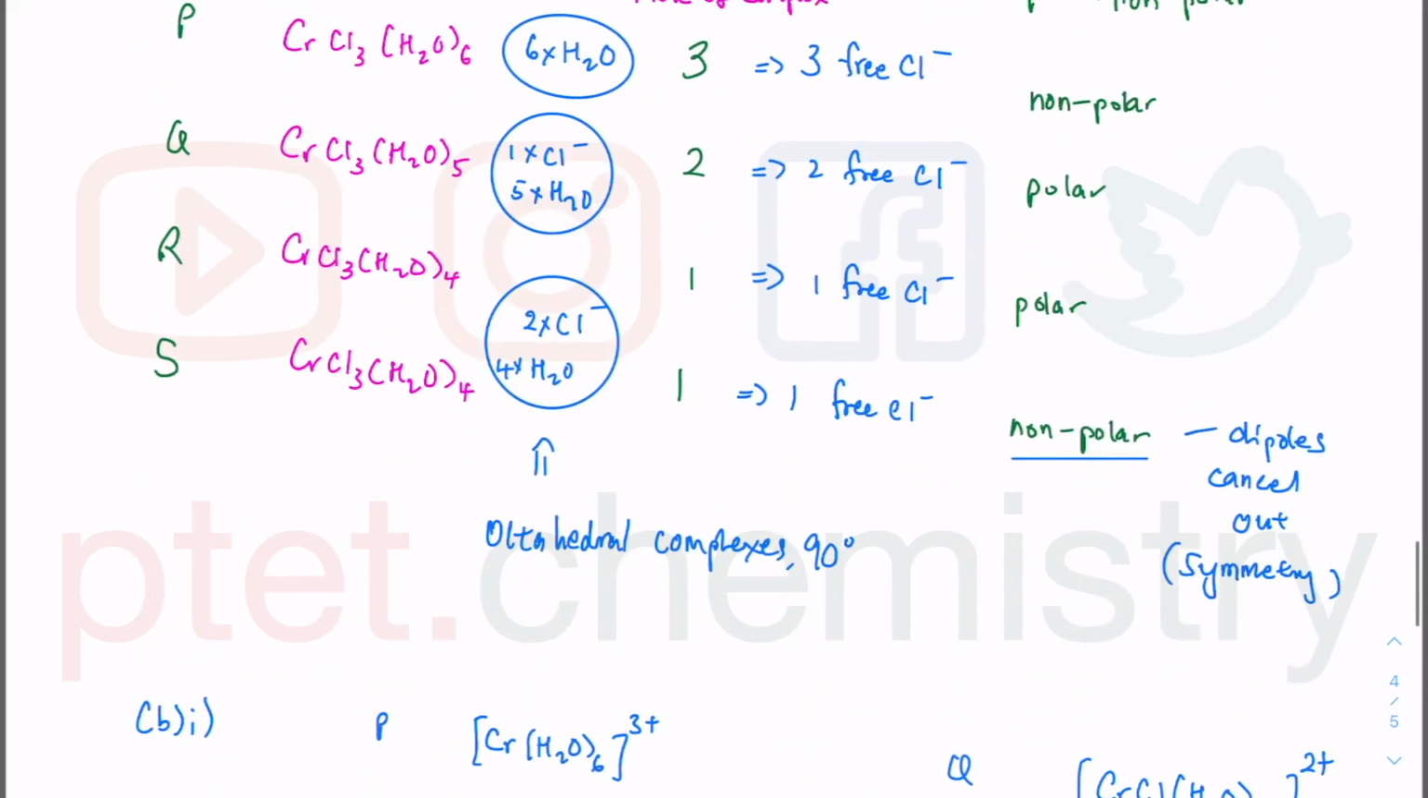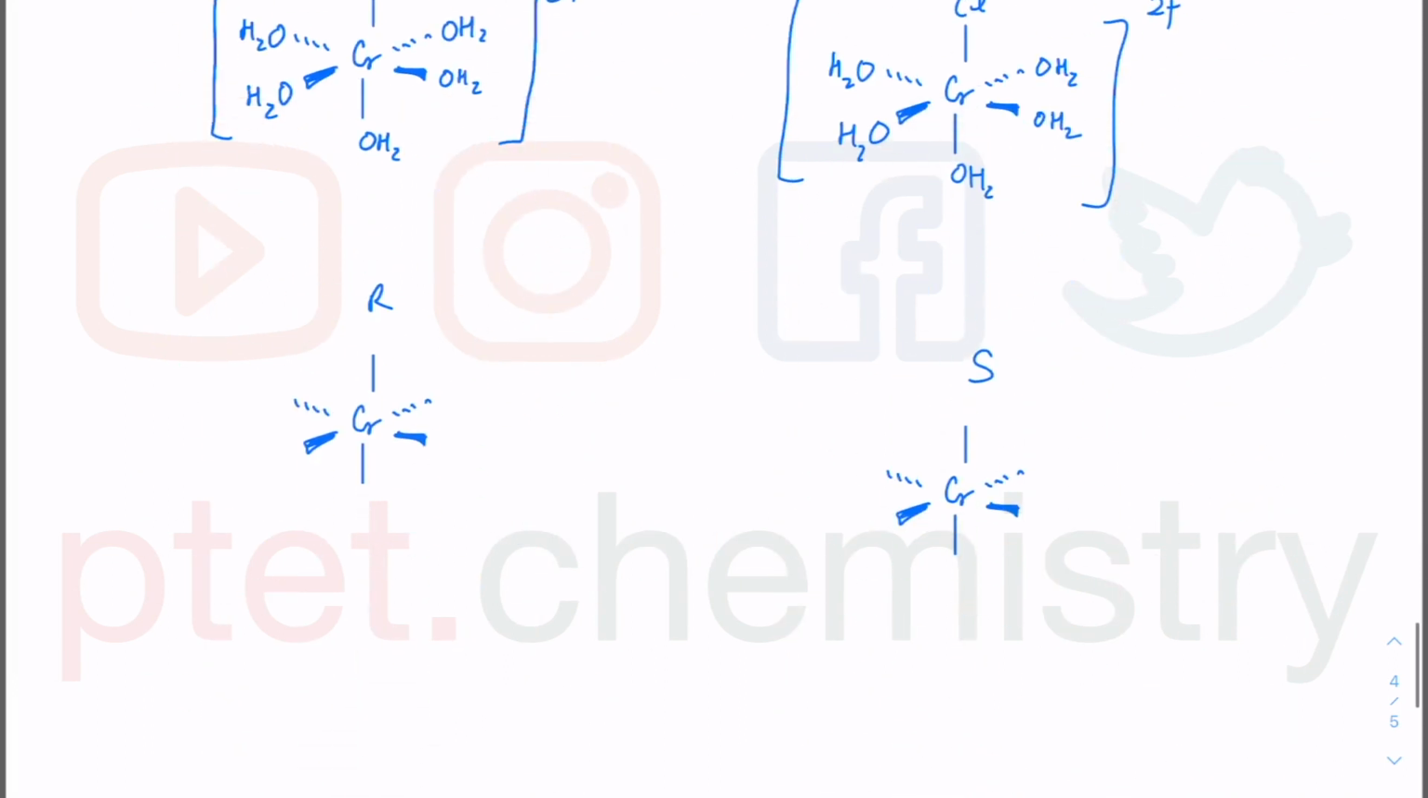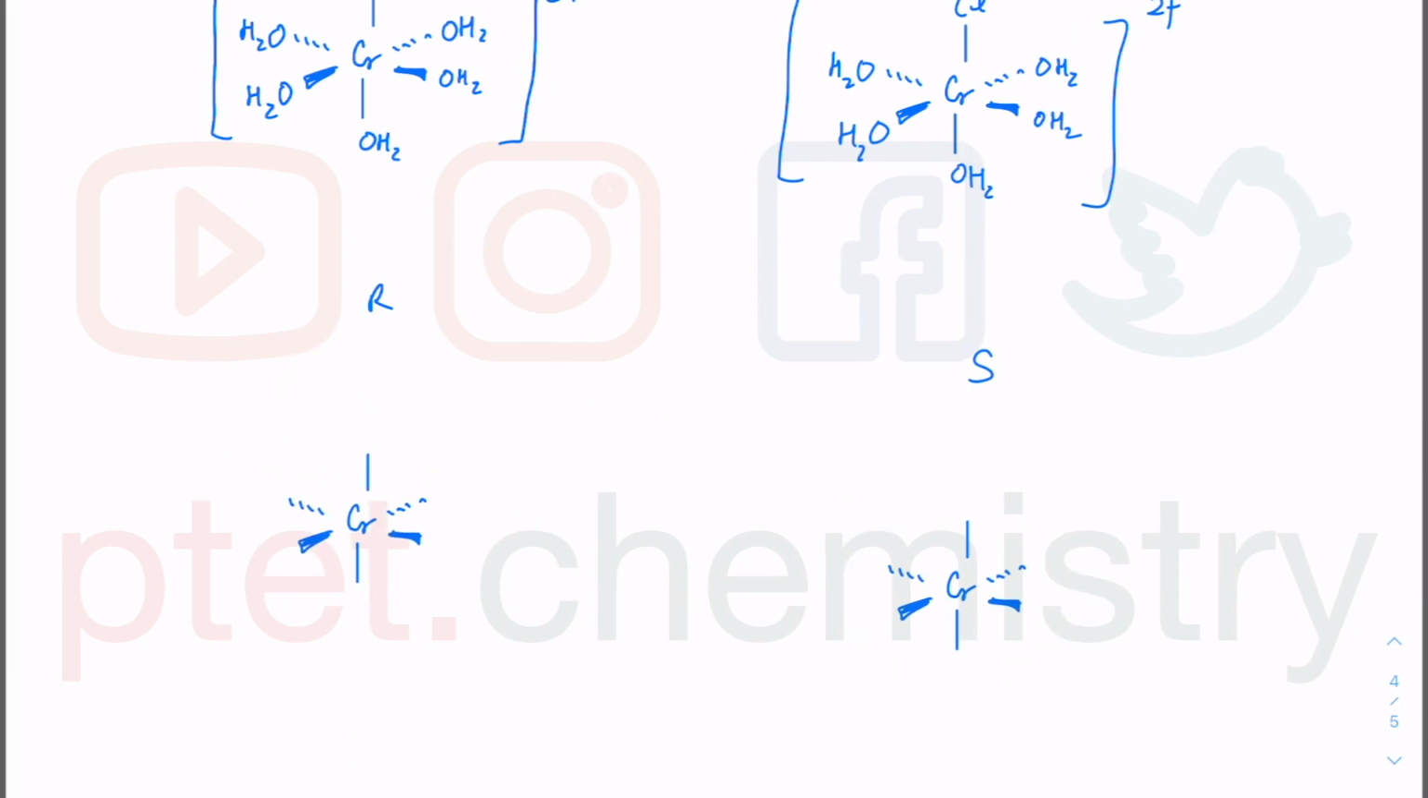But R and S, similar concept, 1 free chloride means 2 of the chlorides are coordinating on the chromium. And I have 4 water, but one of them is polar and one of them is non-polar. I said earlier the dipoles cancel out for S because the chlorides are 180 degrees to each other. So I can draw S first, where the dipoles cancel out. So the chlorides are 180 degrees to each other. So CrCl2(H2O)4, and that will be a plus now because +3, -1, -1, leaving me 2 of the chloride.